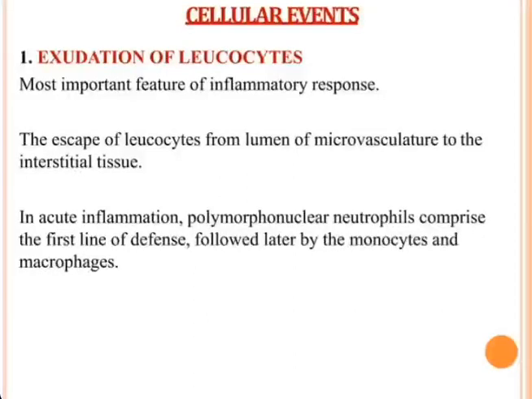One of the most important features of the inflammatory response is the escape of the leukocytes from the lumen of the microvasculature to the interstitial tissue. In acute inflammation, the polymorphonuclear neutrophils comprise the first line of defense, followed later by the monocytes and the macrophages.